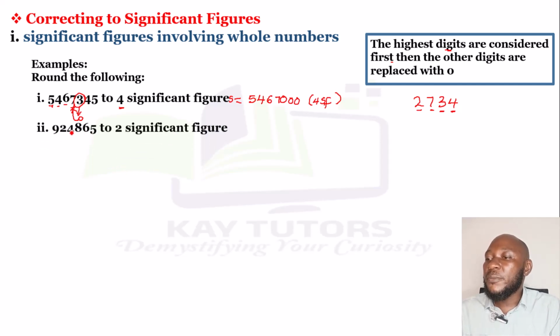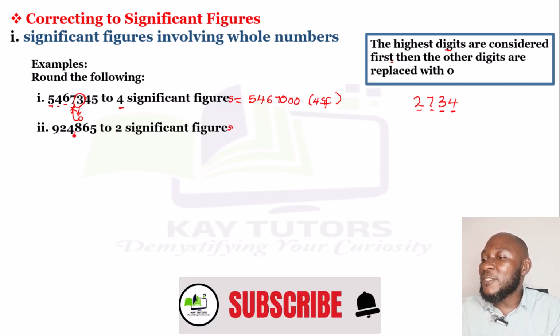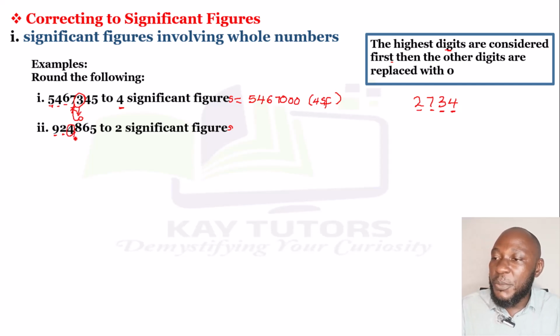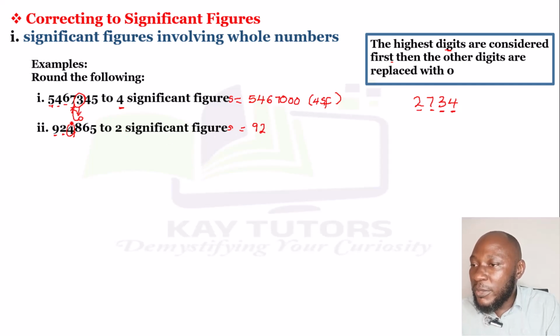Here we have 924,800,865. We have been asked to round to two significant figures. So we have 1 and 2 here. Okay, our judgment is on 4. We'll carry out our judgment on 4 while the rest of the numbers here are replaced with a 0. Remember our rule, right? So let's write. So we have 9 here and we have 2 here. Because 4 is not up to 5, I am rounding down to 0.